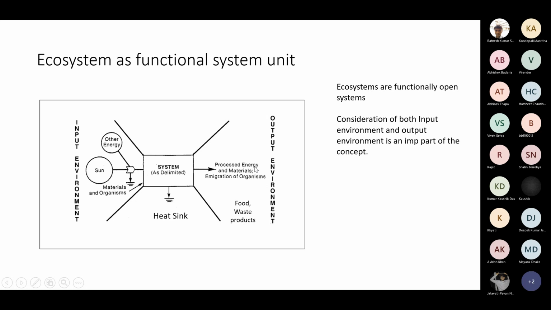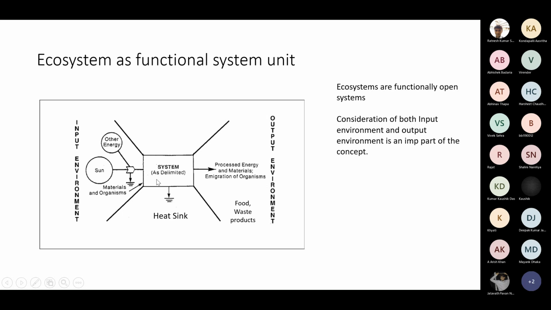What does it mean? Processed energy could be food. It could be the waste products which are given out by the living organisms. All of these will now be the output from the system. Or it could be immigration of organisms. Now, even a society, for example a small community, can be considered as an ecosystem, provided it can satisfy all of these other terms which are listed here.